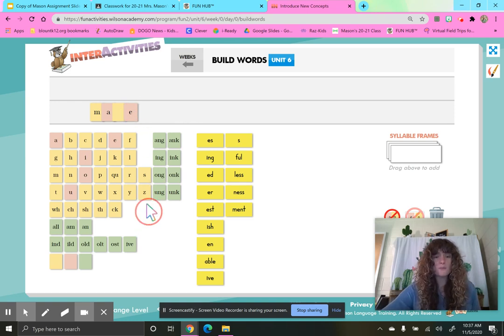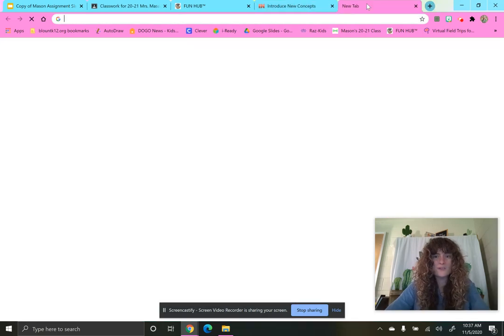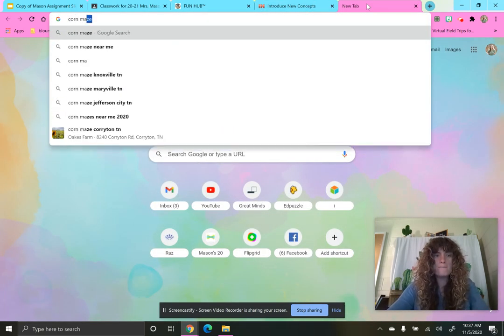All right, so in maze, that third sound is a Z or an S. So I'm going to start by putting in the Z, maze. So think of like a corn maze. Looking at the word maze, does it look right, or should I try to put an S instead? I think that looks correct. So I'm actually going to spell out corn maze.